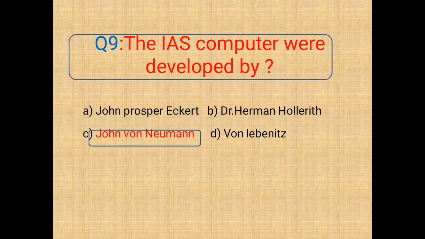Question number 9. The IAS computer were developed by. Who developed the IAS computer? Option A John Prosper Eckert, option B Dr. Herman Hollerith, option C John von Neumann, and option D von Leibniz. So IAS computer were developed by John von Neumann. Option C is the correct option of the question number 9.